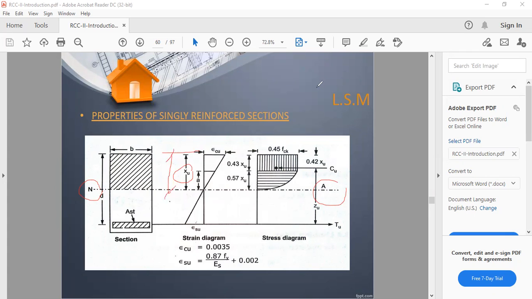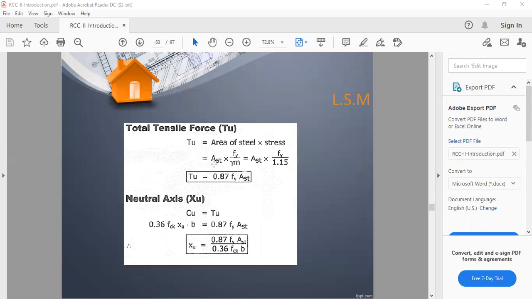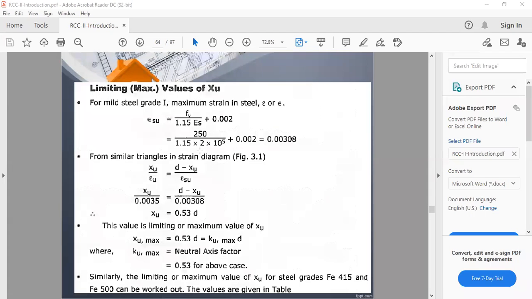So we'll be going through the maximum or limiting values of Xu, or the neutral axis distance. What is the maximum value or the limiting value? As we have seen, it depends upon the grade of the steel as well as ASC. So for mild steel, the maximum strain in the steel, epsilon, is Fy divided by 1.15 into Es, plus 0.002. That's the formula which was seen earlier.